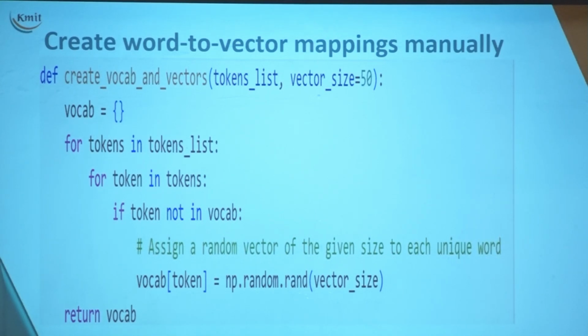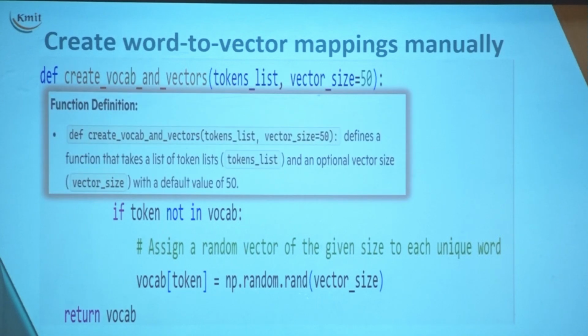So what are we doing here? We are trying to create a function, create vocab and vectors. It's important. First we had our text, then we had our words, then we had our tokens. Now we want to build our vocabulary. Are you clear now?